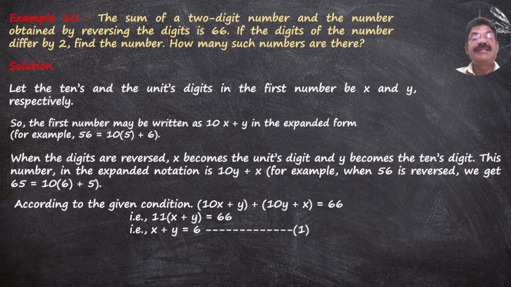Now, what are the relations? 10x plus y plus 10y plus x is equal to 66. When you simplify, you get 11 into x plus y is equal to 66, or x plus y is equal to 6. You call this equation 1.